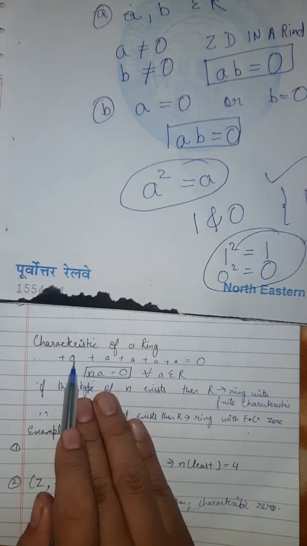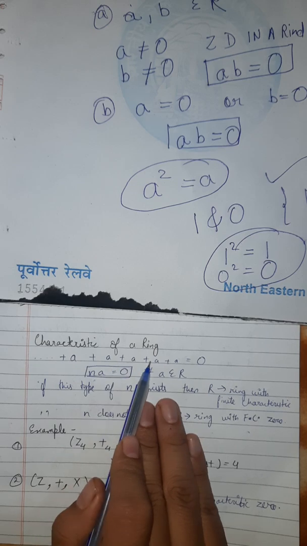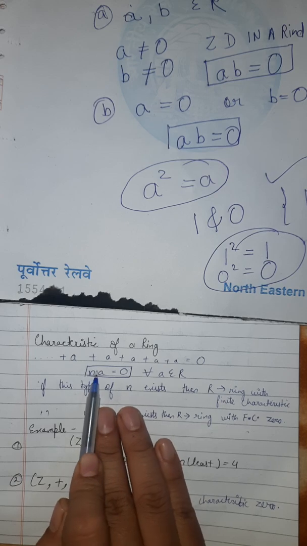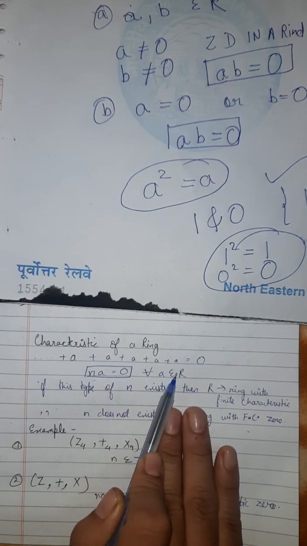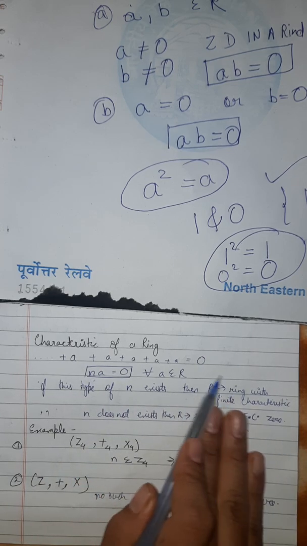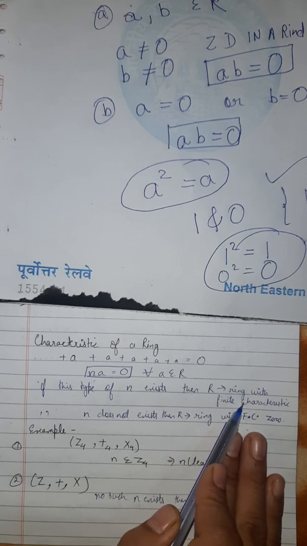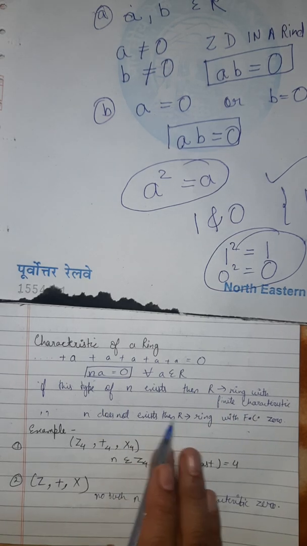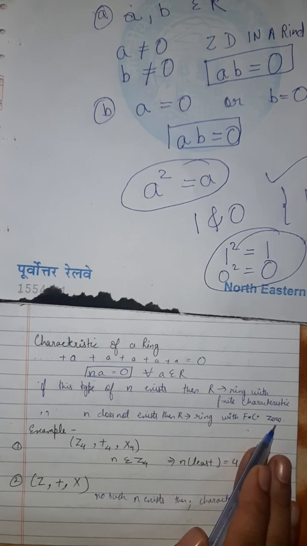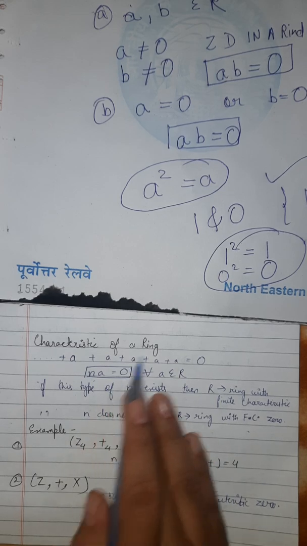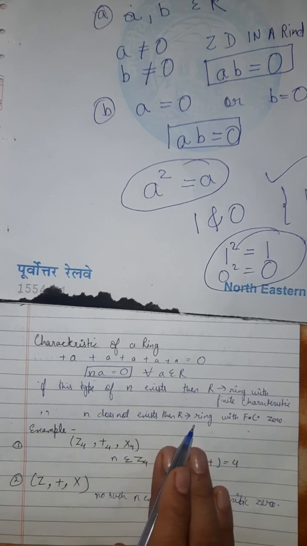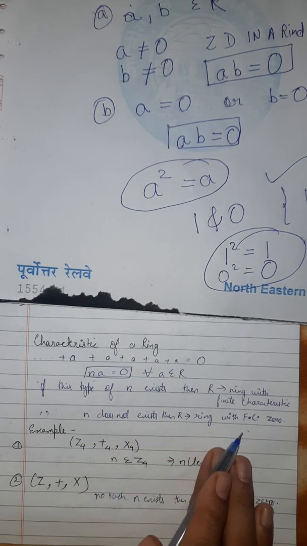Characteristic of a ring. When we add a plus a plus a, n times, and its sum is 0, that means na is equal to 0 for every a belonging to R. If this type of n exists, then we can say that R is a ring with finite characteristic. If n does not exist, then we say the characteristic is equal to 0. That means if n exists, it is a ring with finite characteristic, and if n does not exist, then we can easily say that its characteristic is equal to 0.